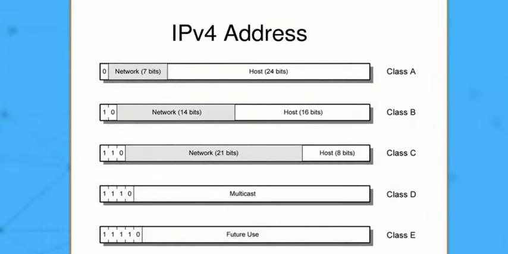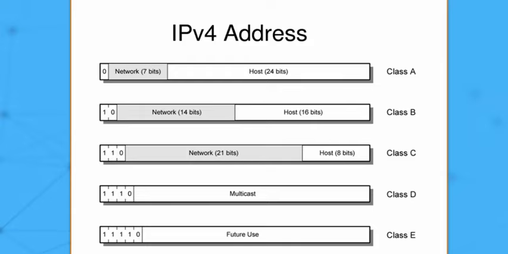Let's summarize the classes of IP addresses. Class A has a priority bit of 0 followed by 7 network bits and 24 host bits, whereas Class B has priority bits of 10 followed by 14 network bits and 16 host bits. Coming to Class C, it has 110 as priority and 21 network bits followed by 8 host bits. Class D has its priority bits as 1110 and Class E as 4 ones. Class D is used for multicasting and Class E is used for R&D or for future purposes.